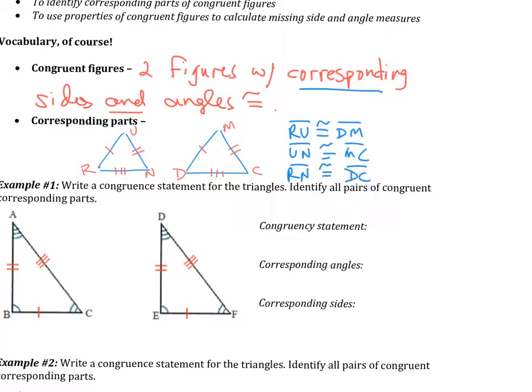So if I asked, angle R is congruent to angle blank. And in order to help you out, I'll go tick, tick, tick, tick, and then I'll do doubles. What angle is R congruent to? What'd you say? D. Okay. And then angle U is congruent to? M. Angle M. And then angle N is congruent to? Angle C. Okay. Any questions on that so far?